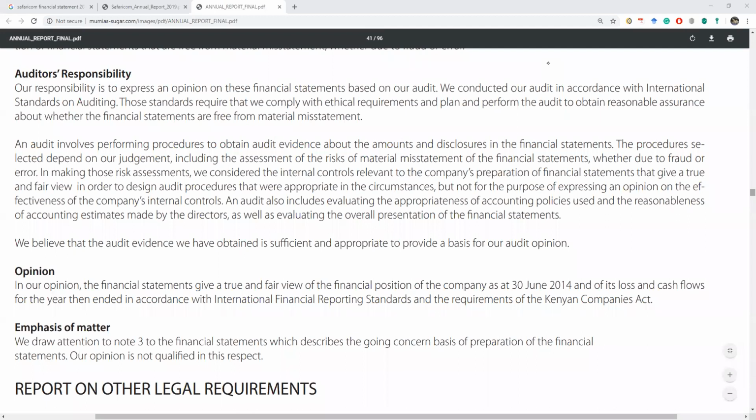So an emphasis of matter does not imply that the accounts of the company are qualified. It is simply telling the users, hey, become aware of the following. It is true that the accounts of your company do present a true and fair view. However, you need to become aware of the following. In this case, it is about the company's going concern. Hope that's very clear.